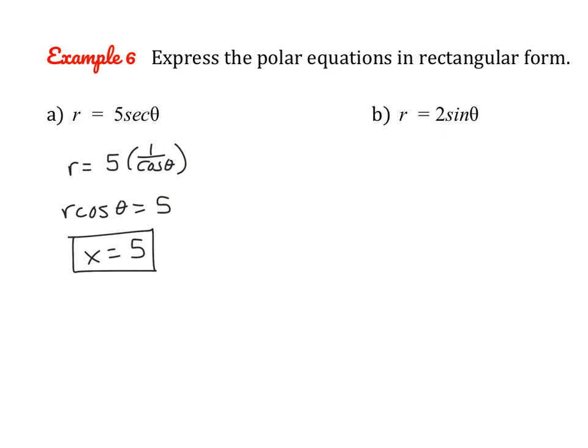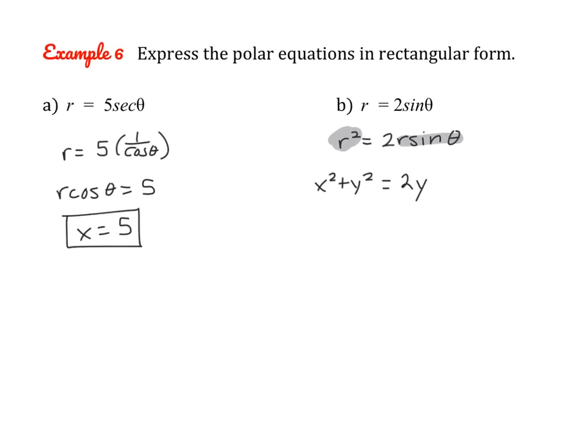So we can actually make that happen by multiplying both sides of our equation by r. So that would give us r squared equals 2r sine theta. So again, anytime you see r squared, you can replace it with x squared plus y squared. And anytime you see r sine theta, you can replace it with a y. So here we do have a rectangular form.